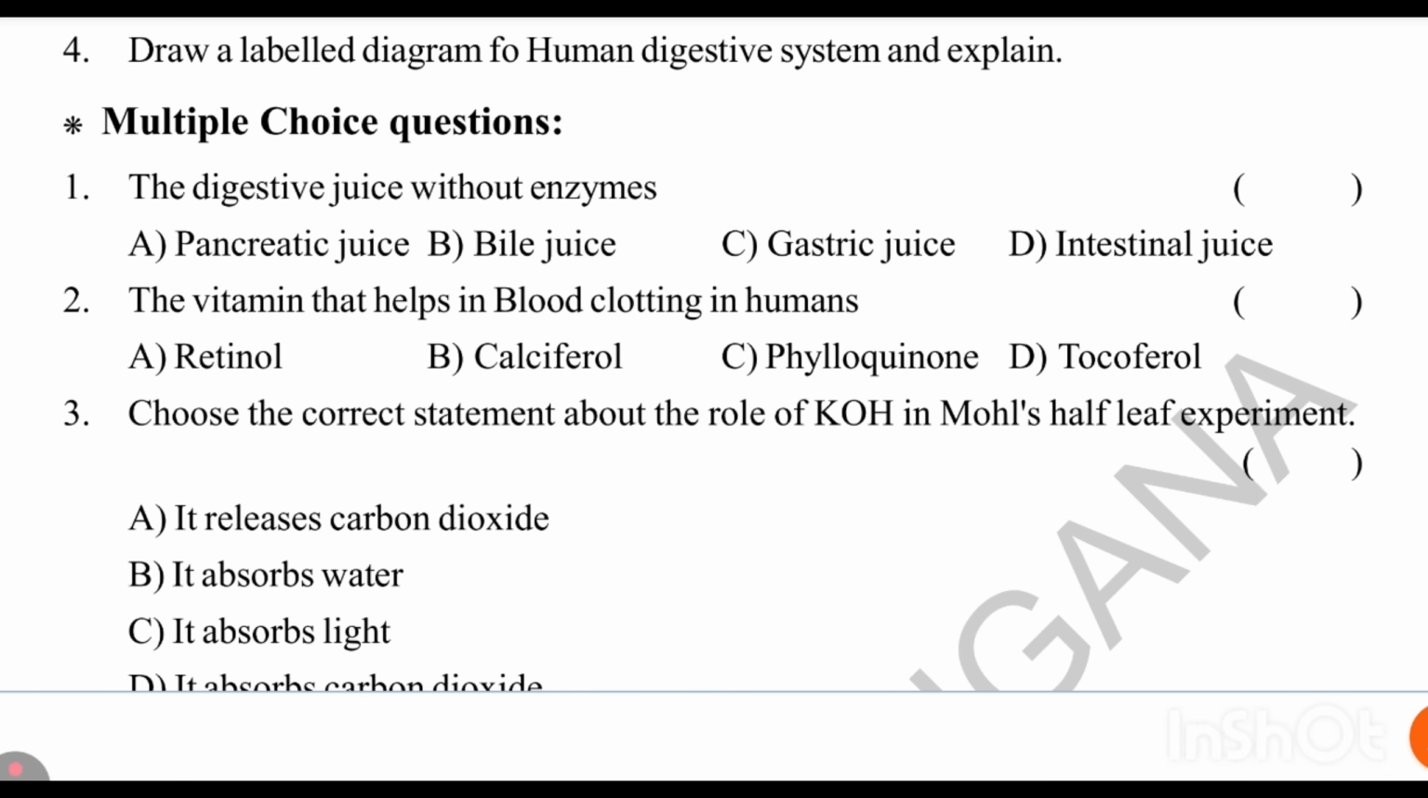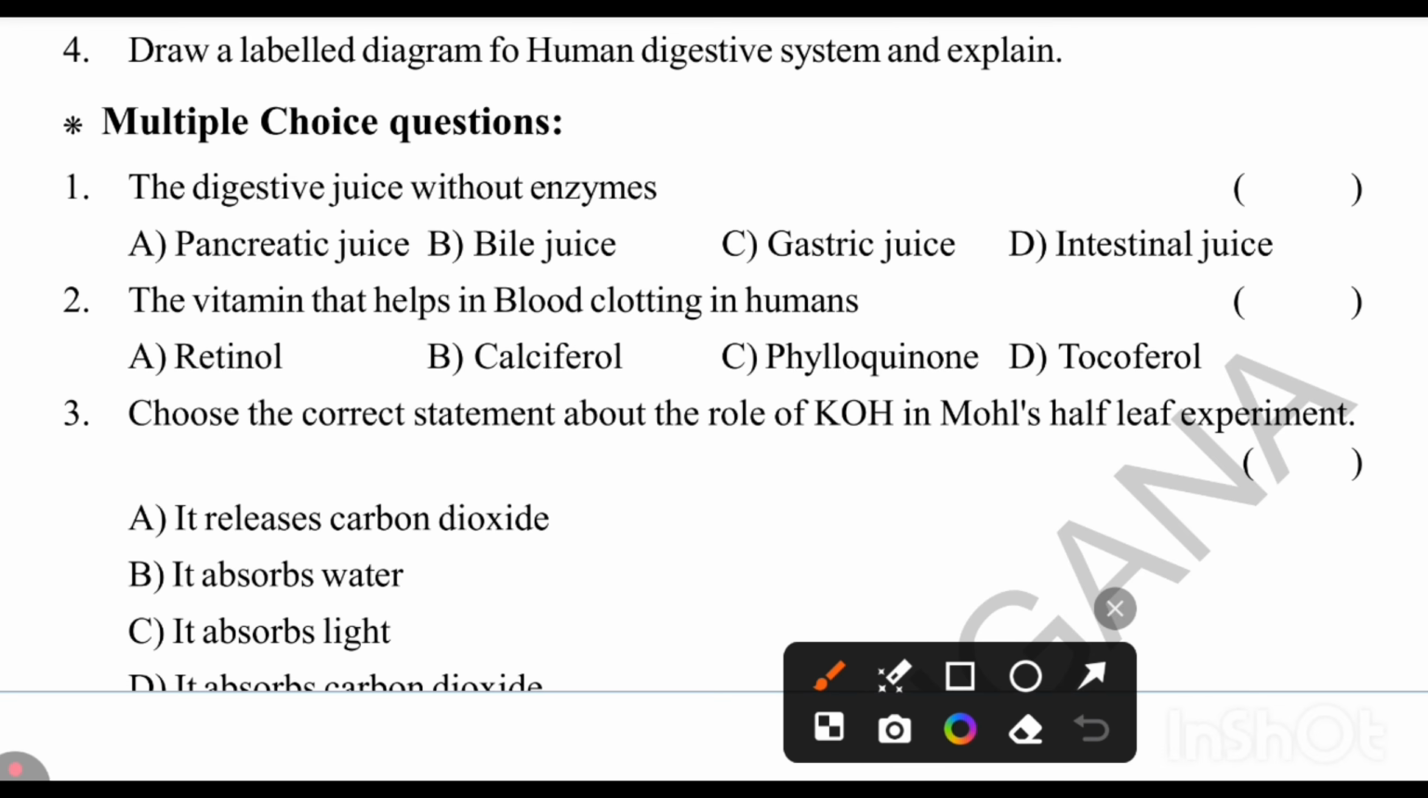Next, the vitamin that helps in blood clotting in humans is phylloquinone, that is vitamin K. The chemical name of vitamin K is phylloquinone. The right option is C.